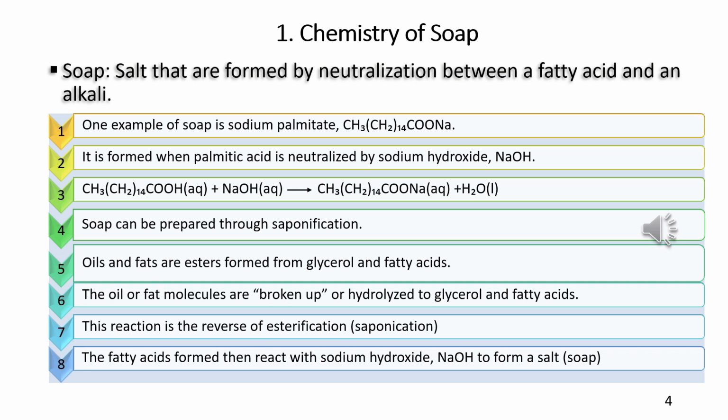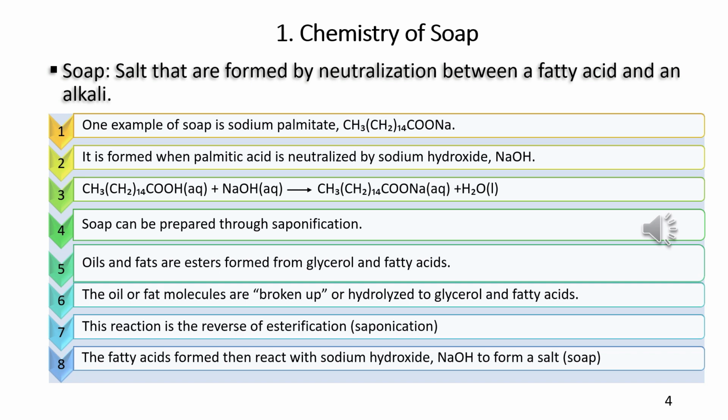Number 5. Oils and fats are esters formed from glycerols and fatty acids. So oils and fats are the esters that can be produced from glycerols and fatty acids. That's how the oils and fats are produced from glycerols and fatty acids.